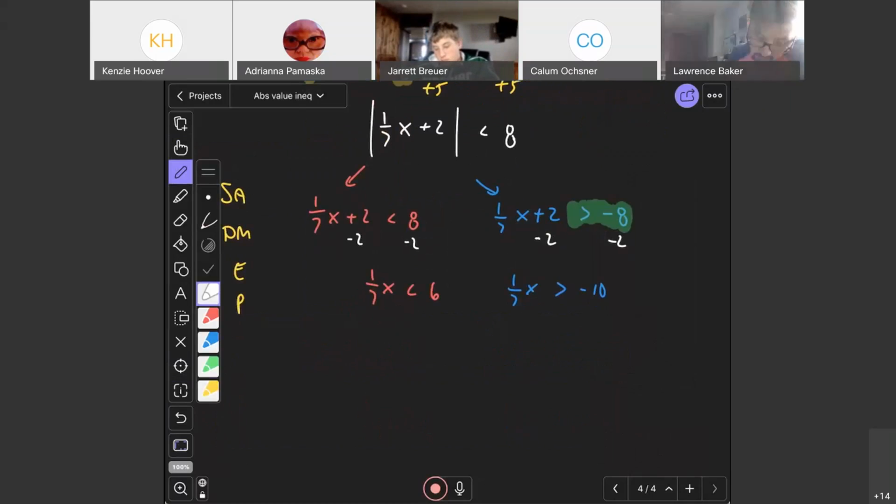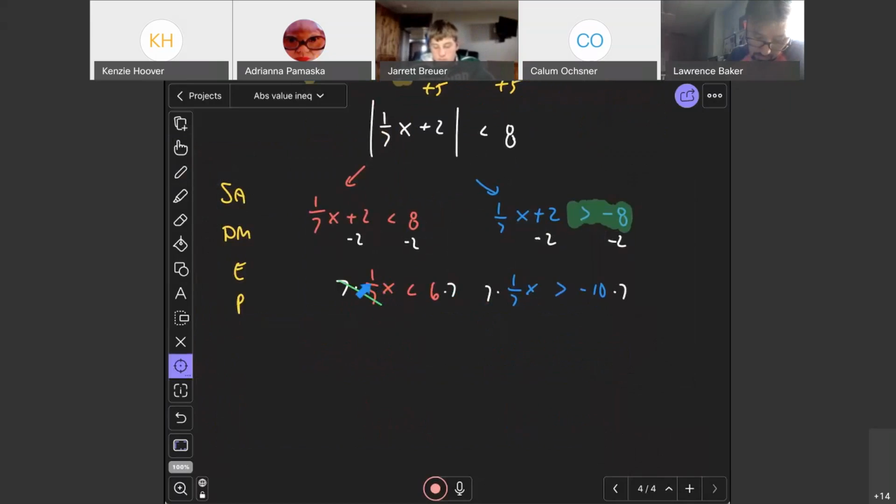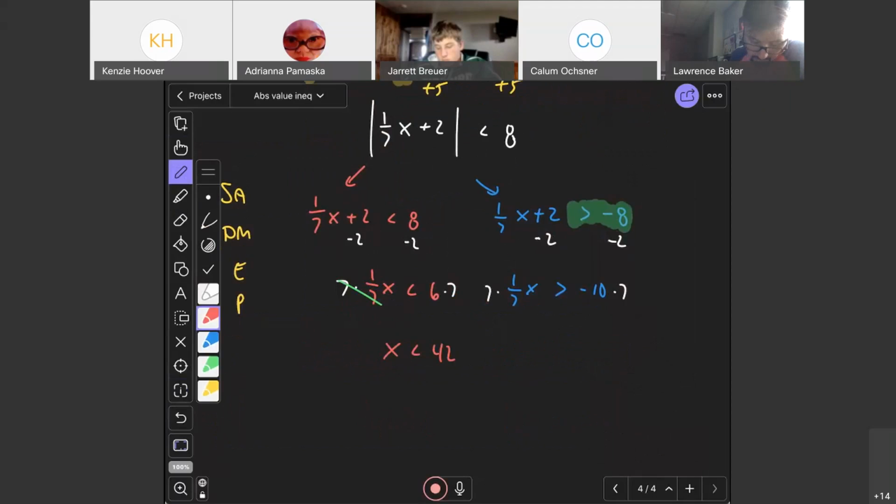Of course, we get rid of that 7 by multiplying by 7 on both sides. Again, remember the point of that is to cancel the 7s, not to turn that 1 into a 7. And of course, 1x there is just x. So it's now solved: x is less than 42. And on the blue one, we get x is greater than negative 70. Any questions on getting to 42 or negative 70?